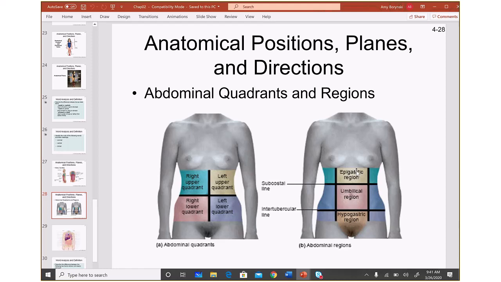So we sort of subdivide it so that as you're doing patient notes, you can be specific, like have the patient point to the area that's bugging them, and then you in your notes would write one of the following terms. So we're going to start with this one on the left, which is called abdominal quadrants, and quad, Q-U-A-D, is the prefix for 4. So we essentially just put like a plus sign in there, okay? And we just label this the right upper quadrant, the right lower quadrant, the left upper quadrant, and the left lower quadrant.